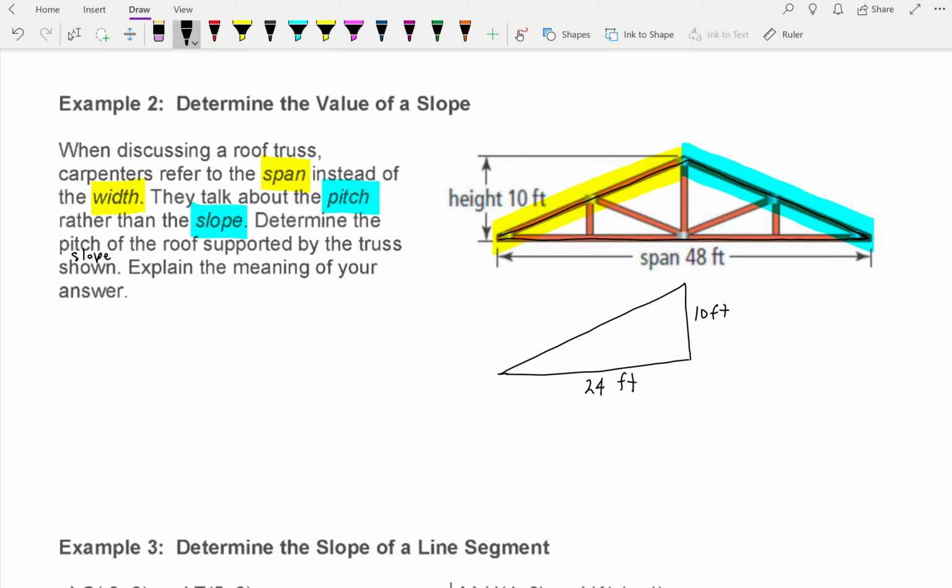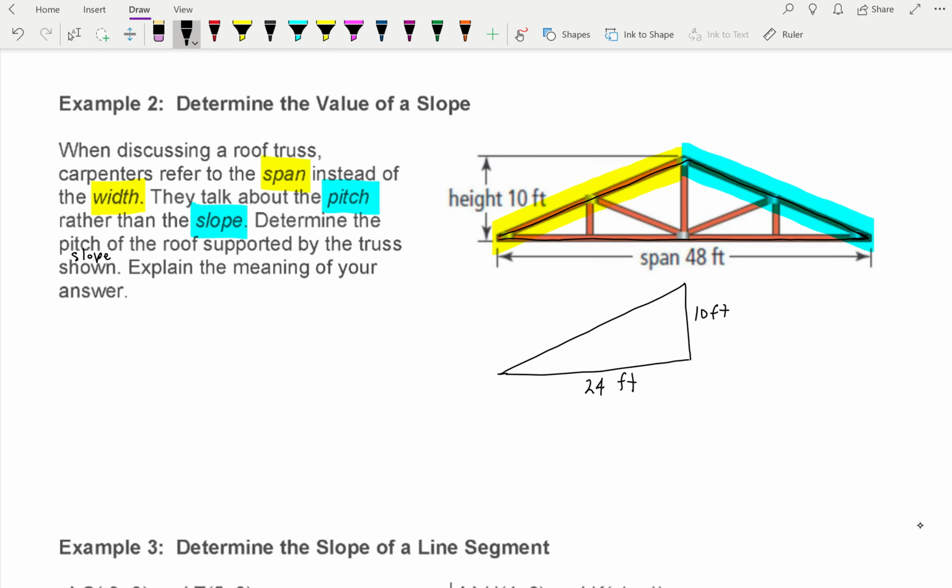Because we're dealing with the slope of a roof, we don't have to worry about negative slopes, because in real life we're not going to worry about a negative slope. It's not like it's on a coordinate system where we're going to worry about whether it's rising from the left to the right or falling from the left to the right. So our answer is going to be positive.